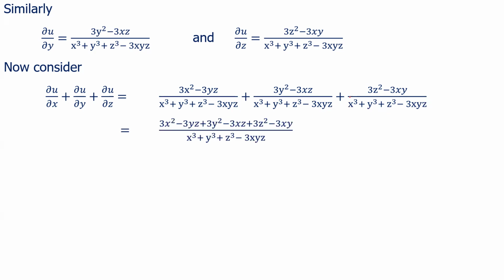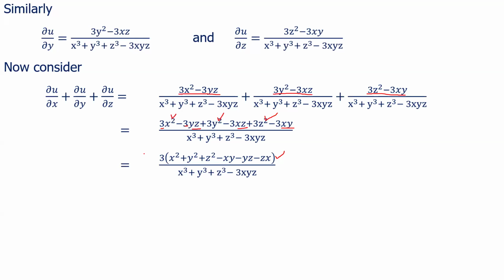And in the numerator, we can write down 3x square minus 3yz plus 3y square minus 3xz plus 3z square minus 3xy. Now here, just look here. 3 is common in each and every term in the numerator. So we can take 3 outside. So x square plus y square plus z square minus xy minus yz minus zx. So we can write down like this.